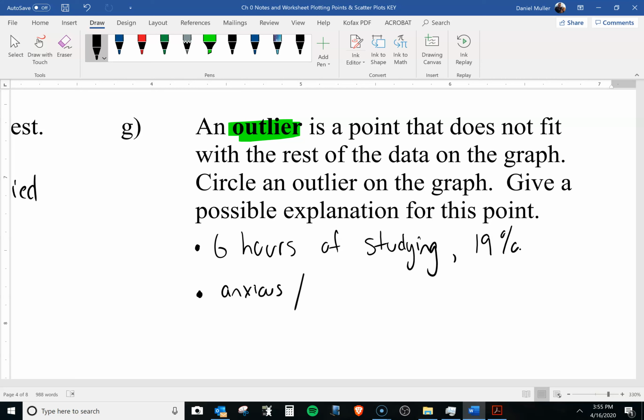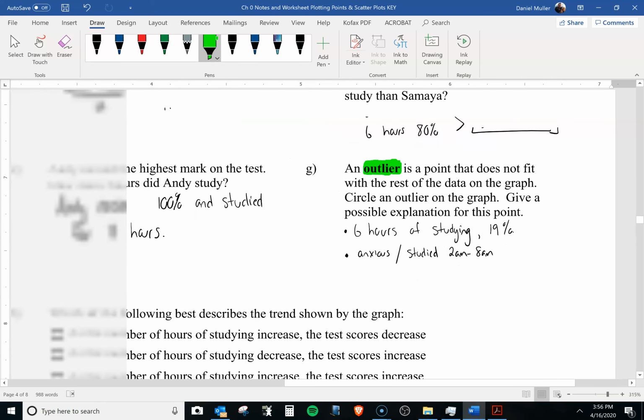Maybe they were studying between 2 a.m. and 8 a.m. And that's maybe not the best time to study, so they ended up forgetting. So that's kind of the idea: you're trying to understand, trying to read the data, and then make up some sort of explanation as to why something happened.